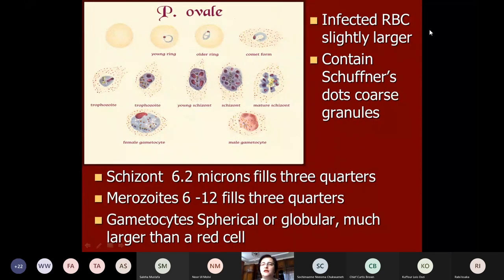And ovale. Infected red blood cells are slightly larger and again contain Schüffner's dots like vivax, because vivax and ovale are very close in development. Here you can see these dots. Schizont 6.2 microns fills 3/4 of the cell, you see it here already. Gametocyte spherical or globular, much larger than a red cell.